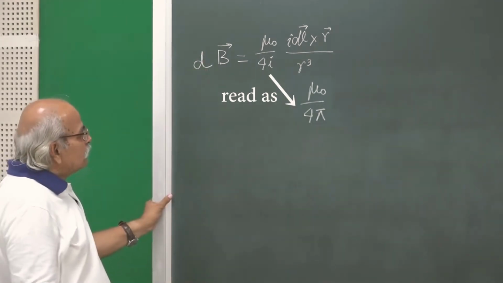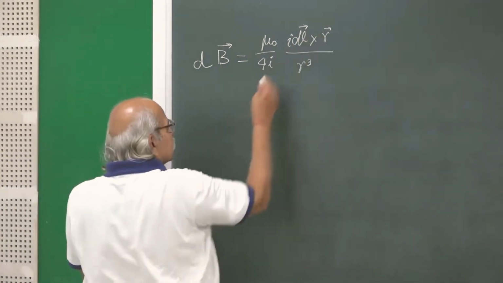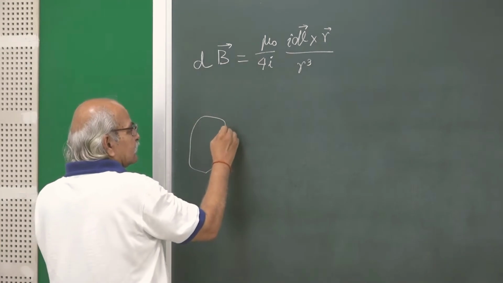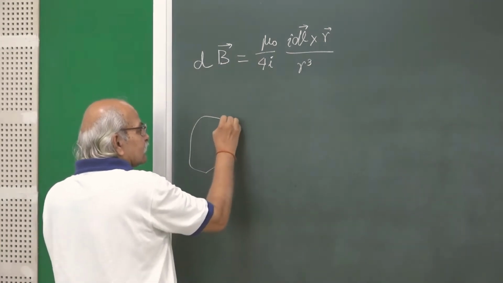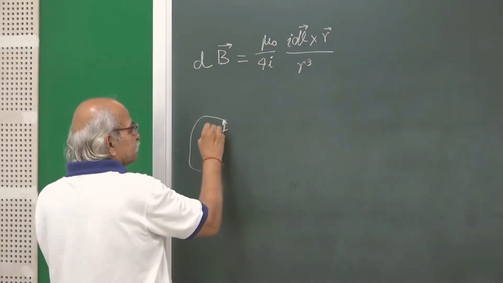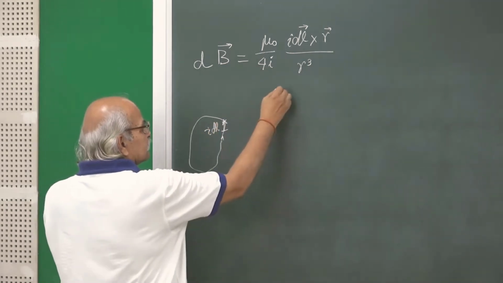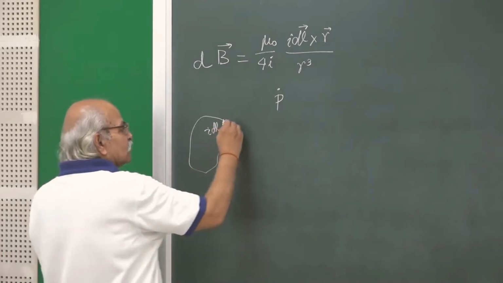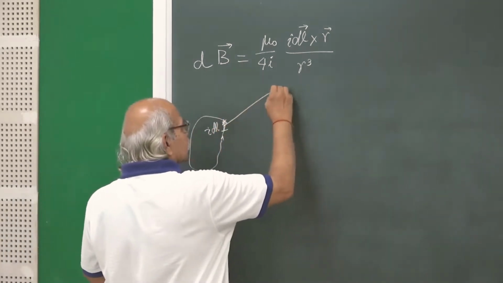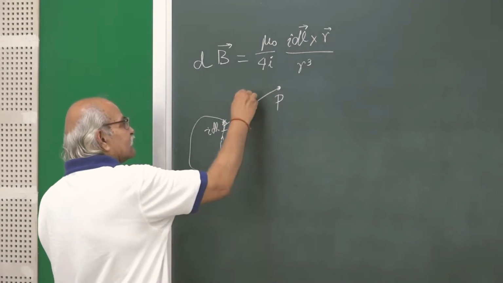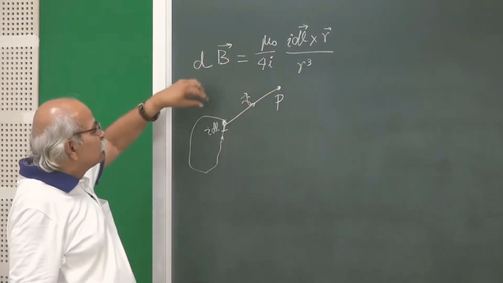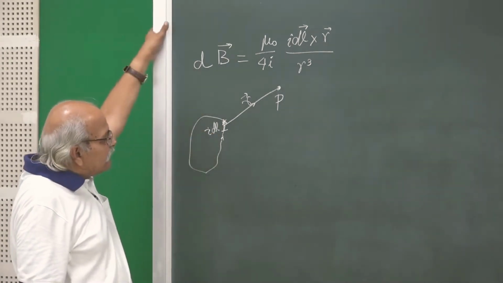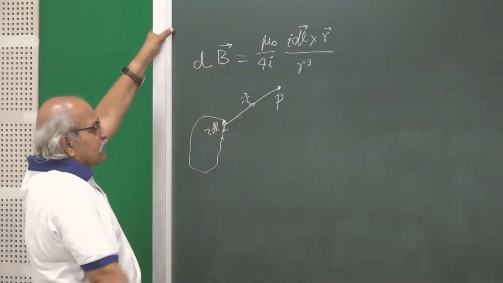This can also be written, because this r vector, if you have a current circuit and here is that dl, here is that I dl, and then this is the point where we want the magnetic field. So, this vector is r vector, and it is this vector which keeps changing as you take that dl here, here, here, here, here. We have another way of expressing.